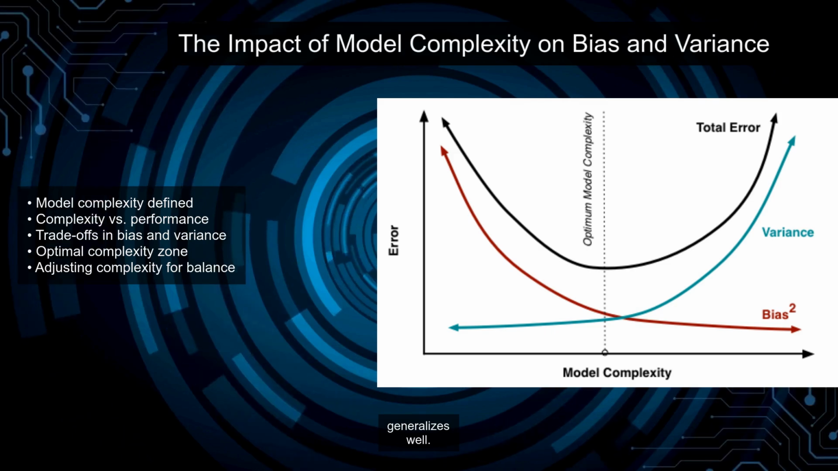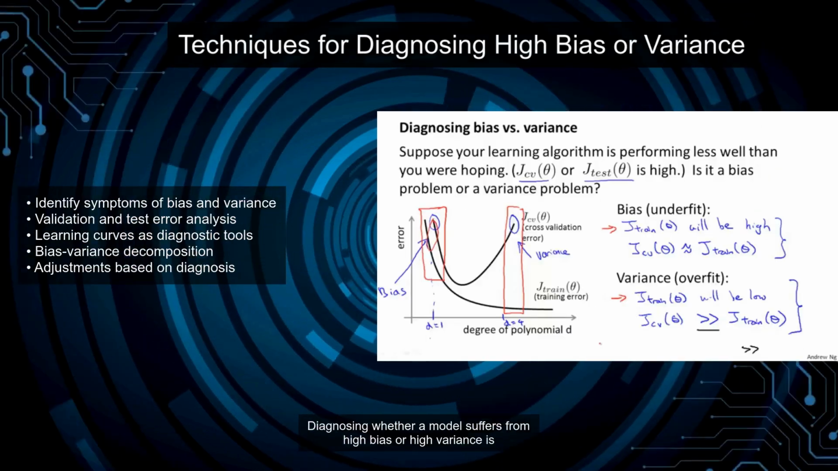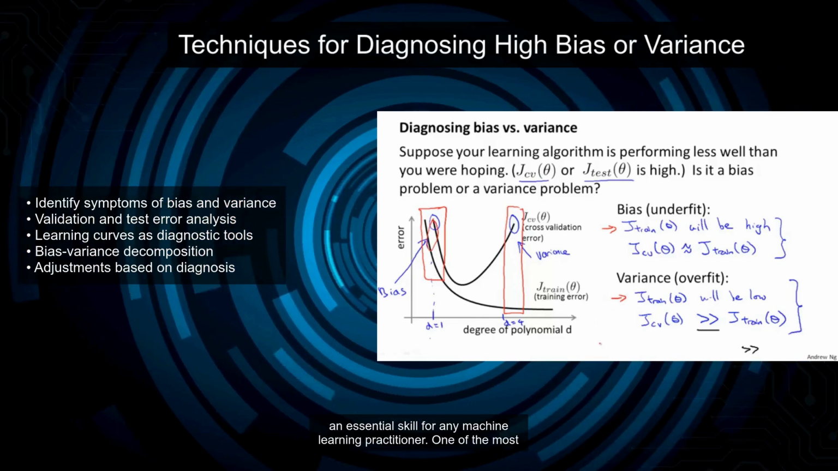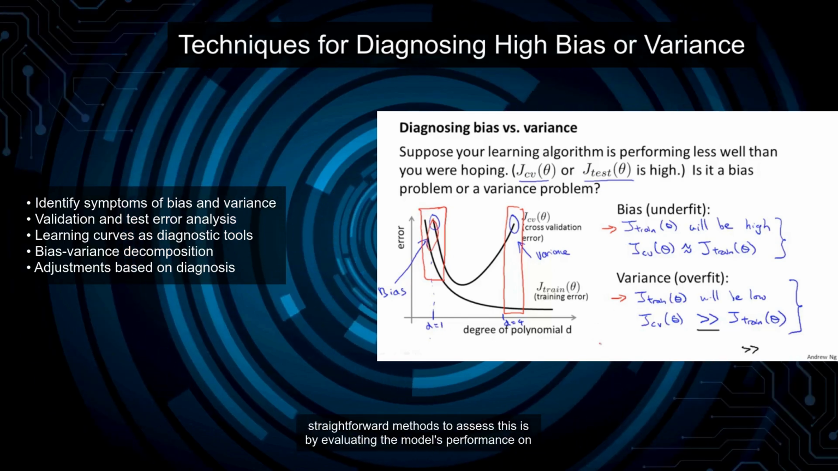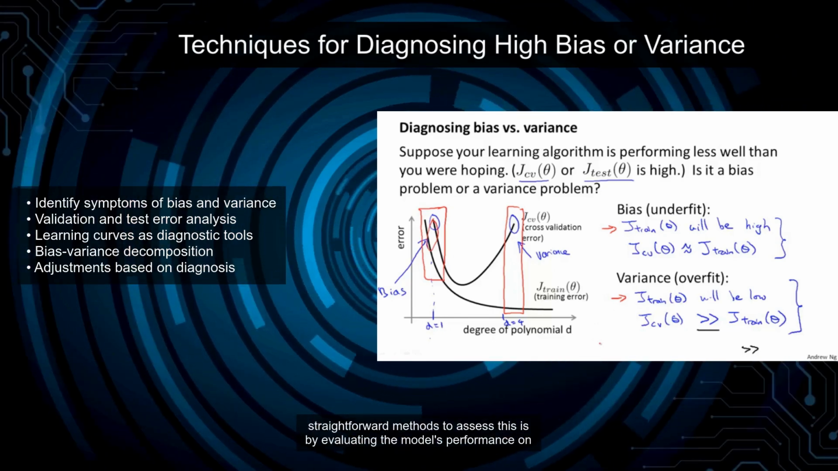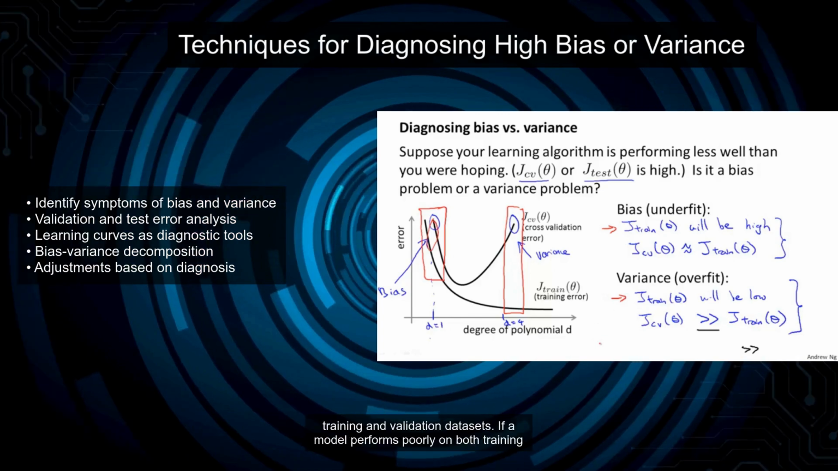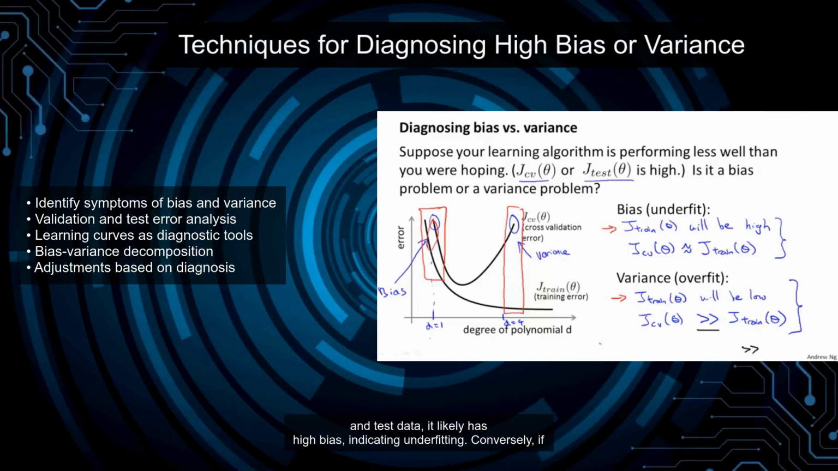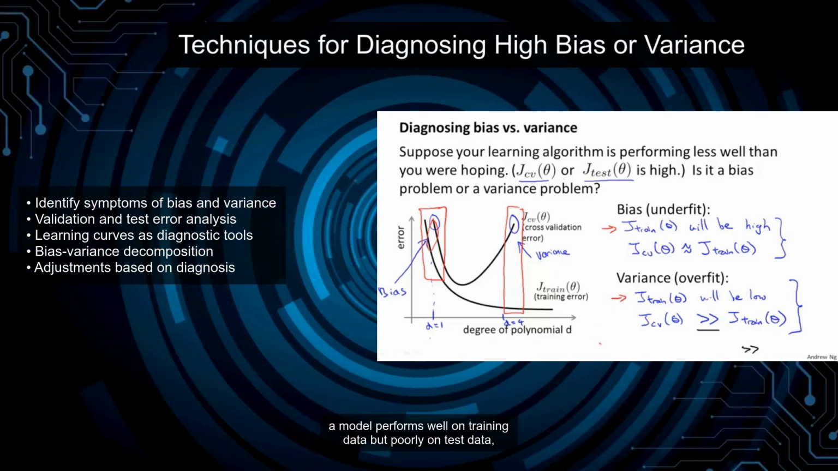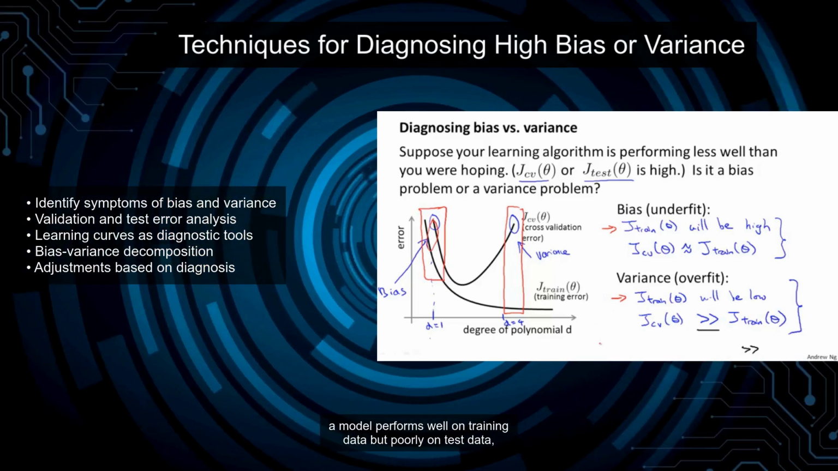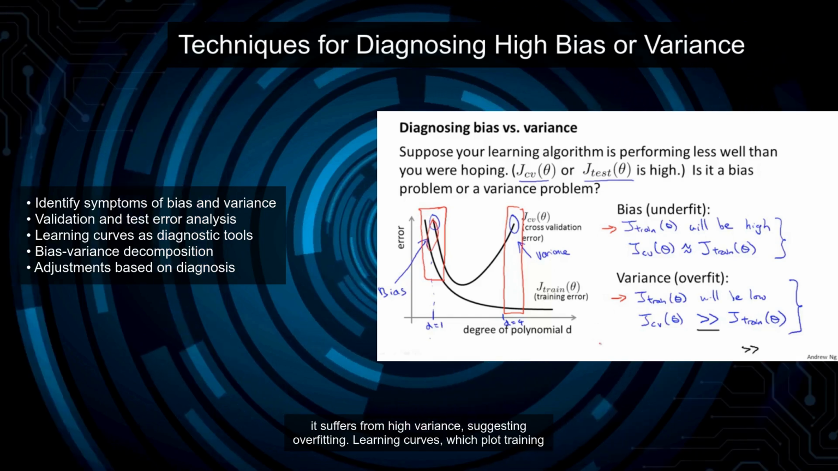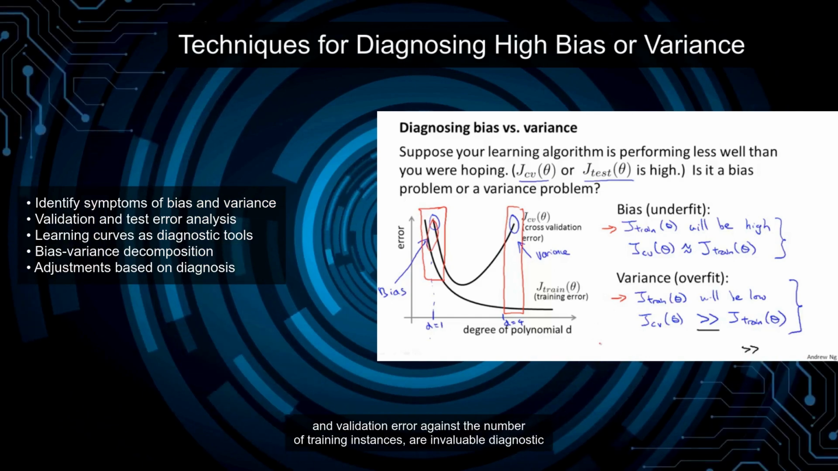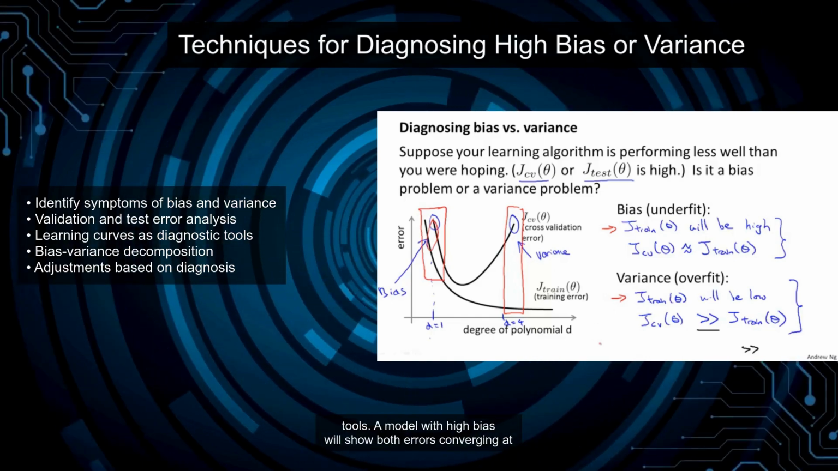Diagnosing whether a model suffers from high bias or high variance is an essential skill for any machine learning practitioner. One of the most straightforward methods to assess this is by evaluating the model's performance on training and validation datasets. If a model performs poorly on both training and test data, it likely has high bias, indicating underfitting. Conversely, if a model performs well on training data but poorly on test data, it suffers from high variance, suggesting overfitting.